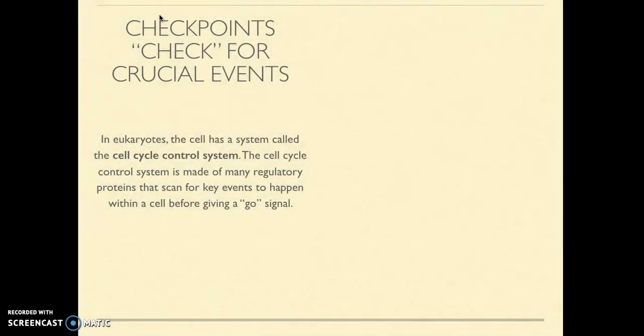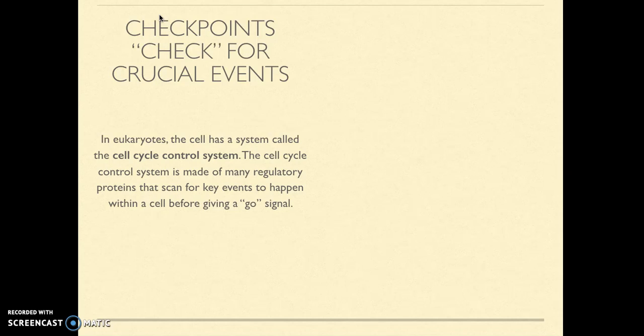The checkpoints check for crucial events that are occurring before the cell divides, and so the checkpoints are there to make sure everything is okay before the cell continues in the process of cell division.